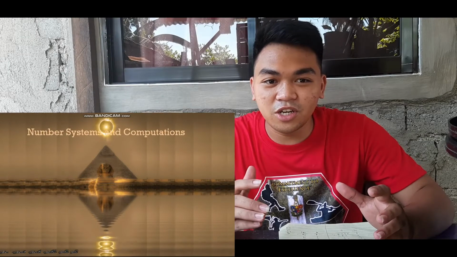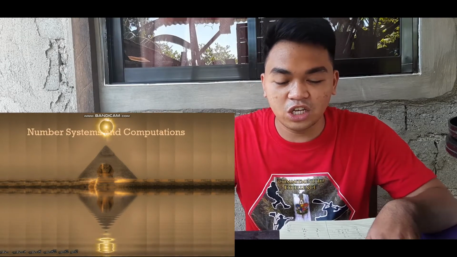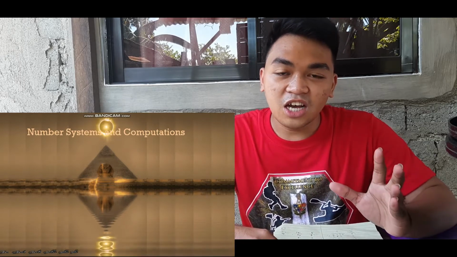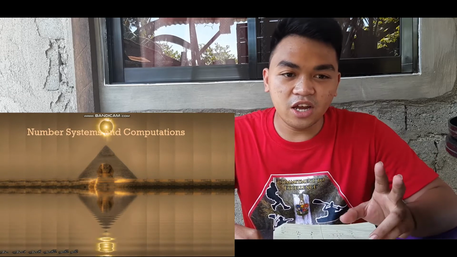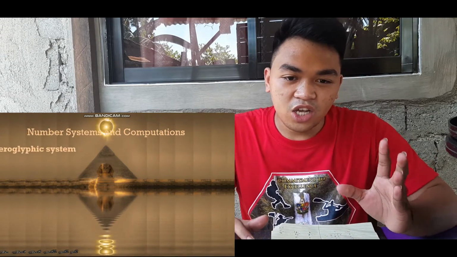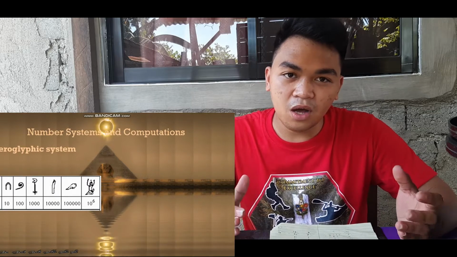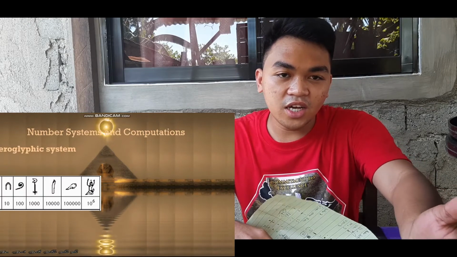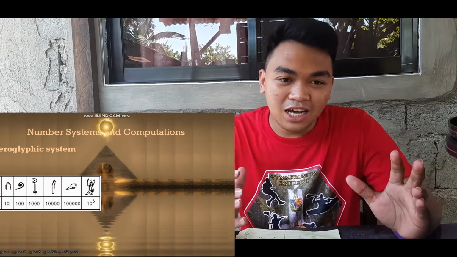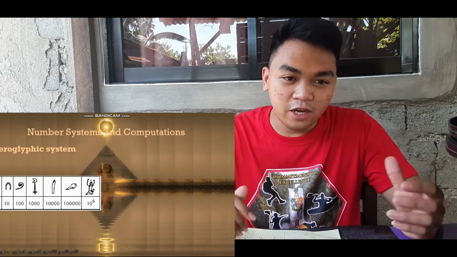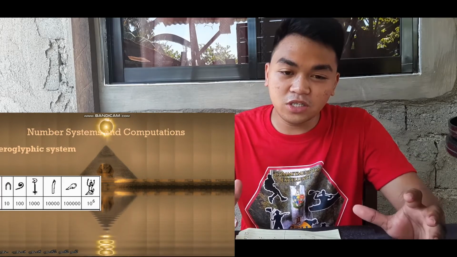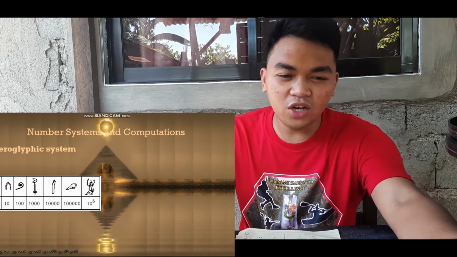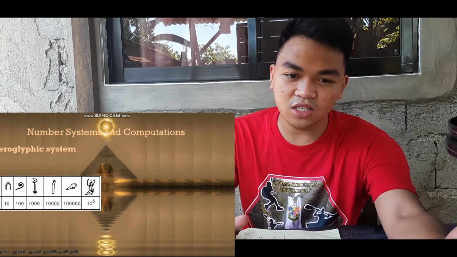Okay, let's proceed to the number systems and computations of the Egyptians. The Egyptian number system has two different systems. First, the hieroglyphic system. As you can see, there are only 7 symbols in the hieroglyphic system, for ones, tens, hundreds, thousands, 10,000s, and more. As was said by the previous reporter, the hieroglyphic system combines birds and other objects. As you can see, the symbols for 1, 10, 100, 1,000, 10,000, 100,000, and 1 million.